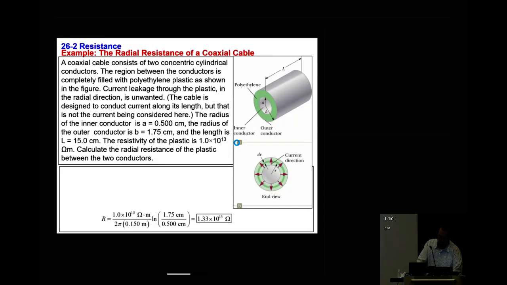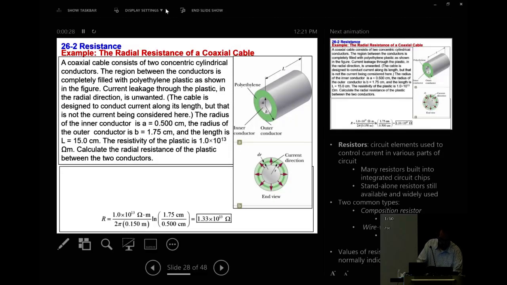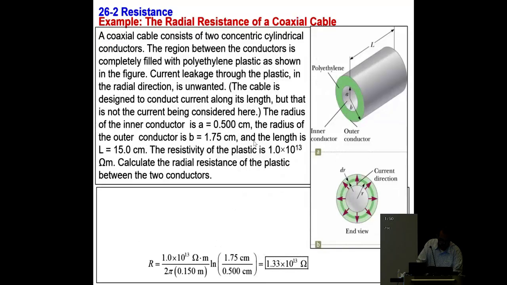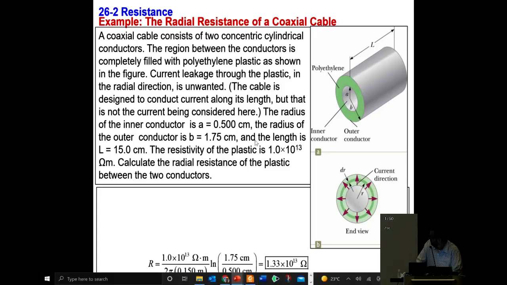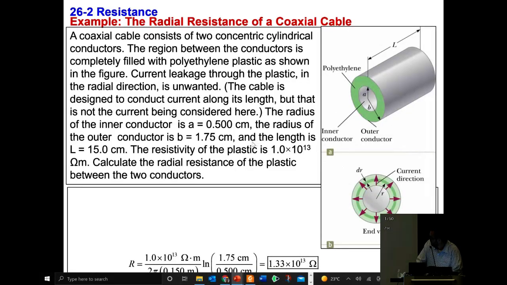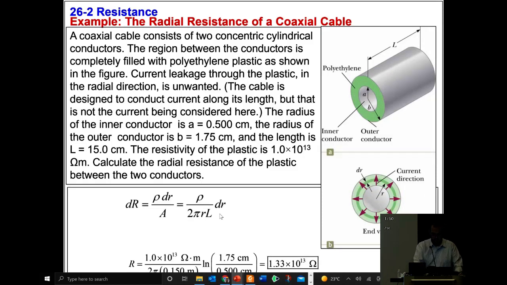Whenever I try to switch the mode, it slows down my computer here. Duplicate slideshow. Okay. All right. So now let's go to the next slide.